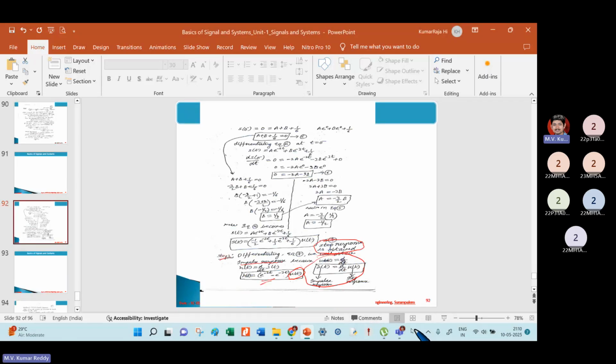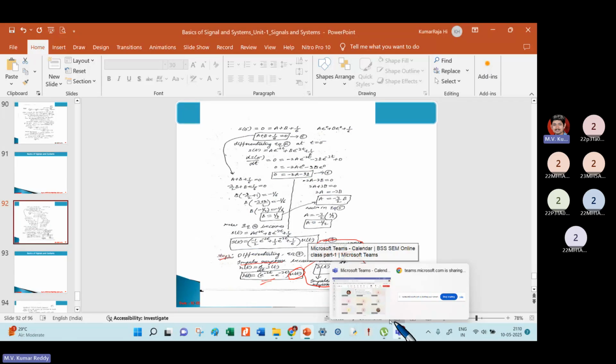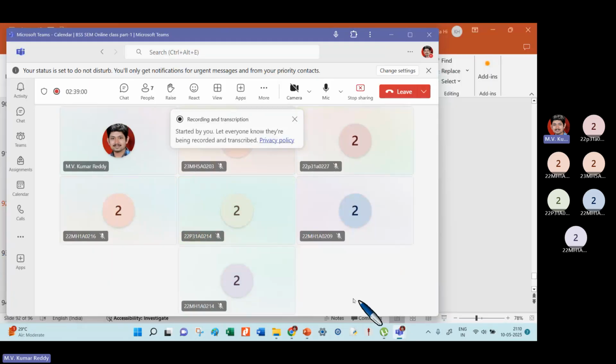From here we will complete model 5 tomorrow evening. Tomorrow evening maybe we'll start at 6 o'clock. That is the next 5 models.